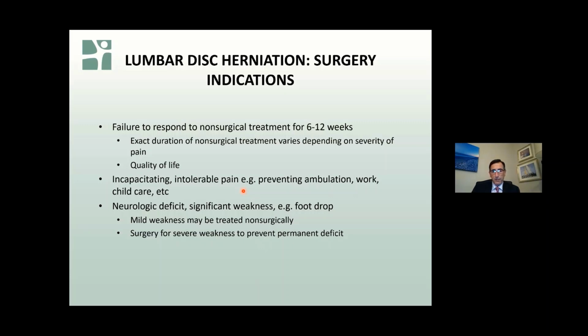But mild weakness is pretty common, and depending on the degree of weakness, a lot of the time you can treat that non-surgically, and that'll get better. So just a little bit of weakness is not necessarily a reason that you have to have surgery.